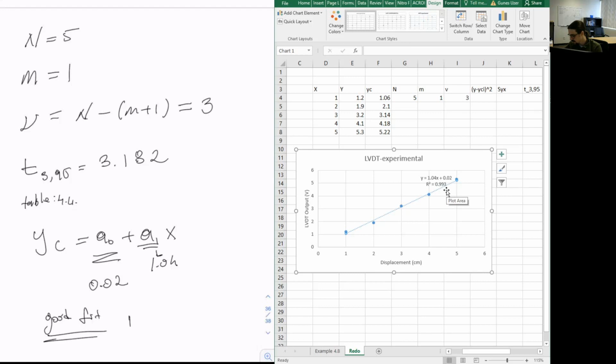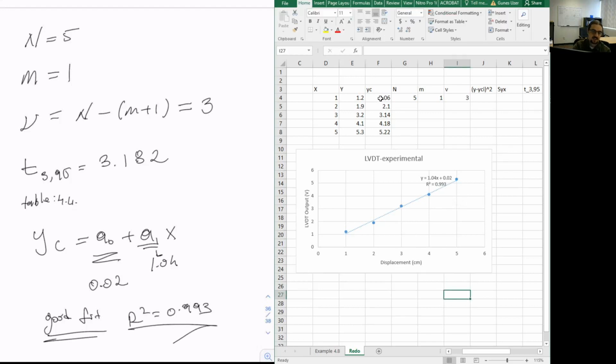Okay, you can say that because my R squared was 0.993, so that's a good fit. And then what I need to do now is to calculate the yc at each point. What that means is that I basically put in the same polynomial that I read from here, so it will be 104 times x for 1, 2, 3, 4, and 5, plus 0.02. So this is the real experimental values, and these are the polynomial values that we have found.